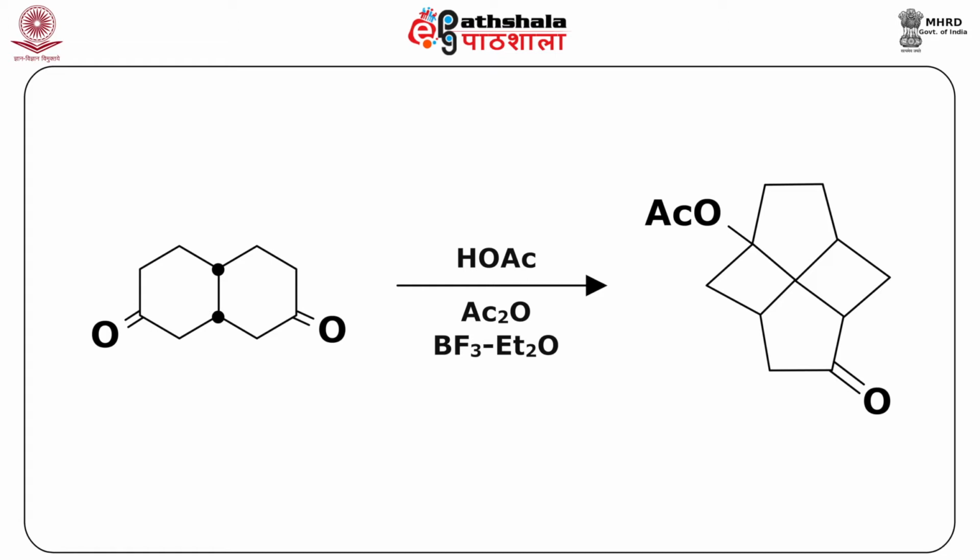presence of acetic acid, acetic anhydride and a Lewis acid such as BF3 etherate. A wide variety of substituted twistanes can be synthesized by conventional techniques after selective removal of these acetoxy twistanone, that is the ketonic group as well as the acetoxy group. We can convert these twistanes into different other substituted derivatives.